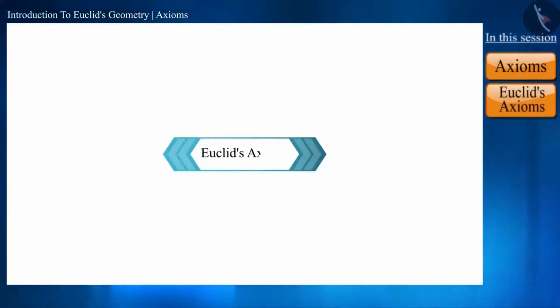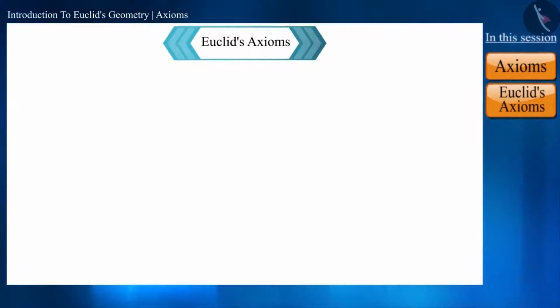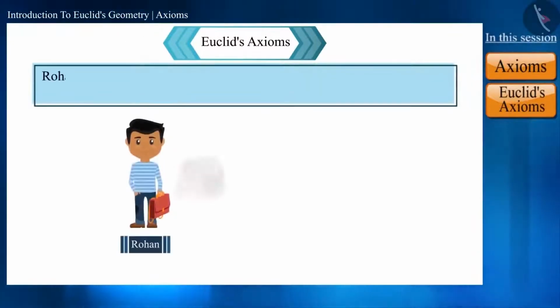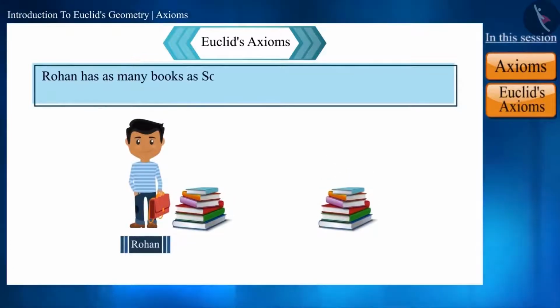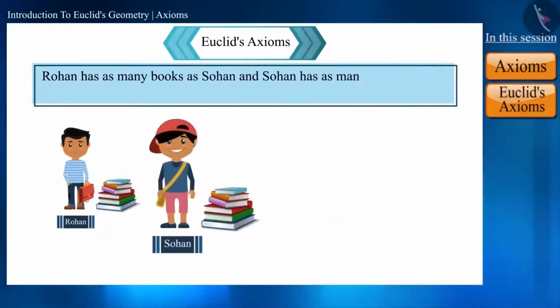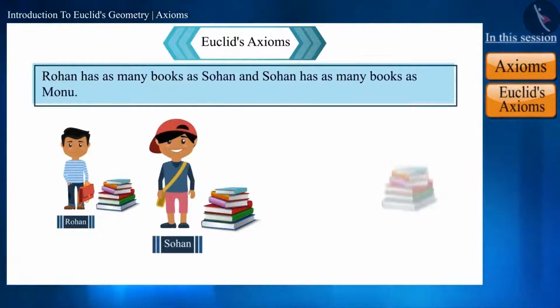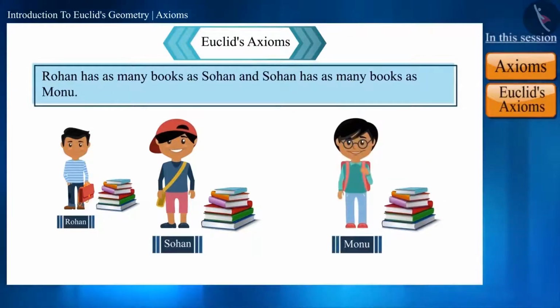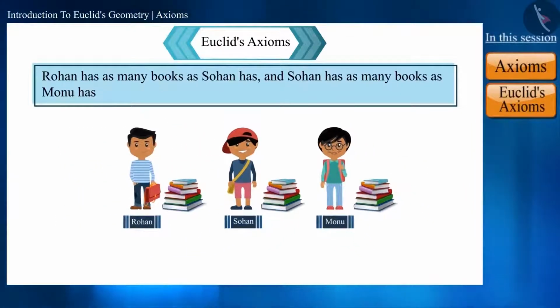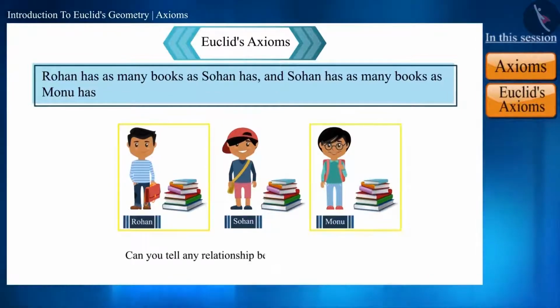Here, we will look at some of the axioms given by Euclid. Let's start with a statement. If I say, Rohan has as many books as Sohan, and Sohan has as many books as Monu. Friends, can we determine the relationship between Rohan and Monu with this statement?